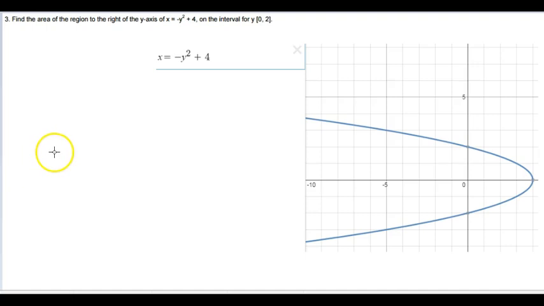And again, when I entered this at Desmos, I had to enter the whole equation, x equals negative y squared plus 4. I couldn't just enter the negative y squared plus 4. You have to enter the x equals. Now, just suppose for a moment you weren't given this interval. Suppose you weren't told the interval.